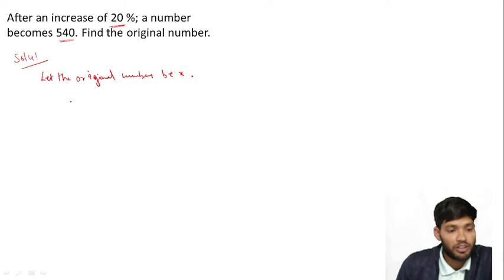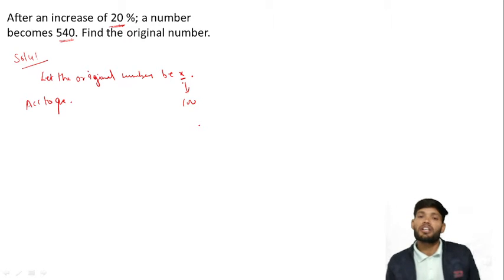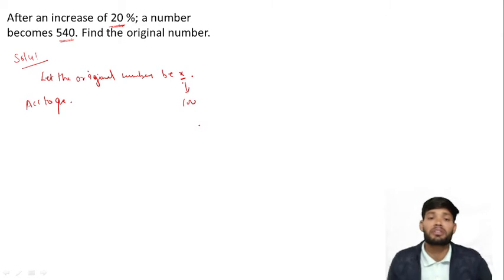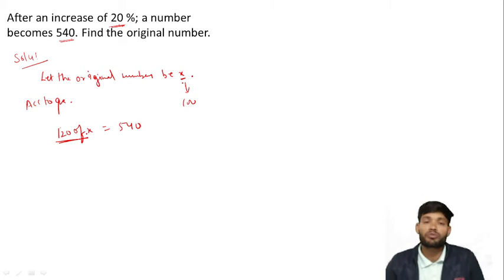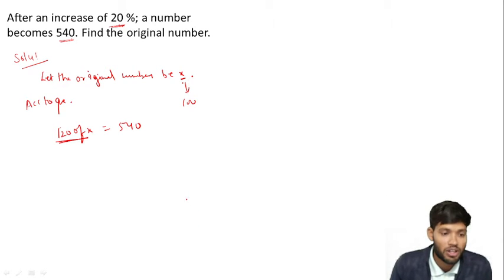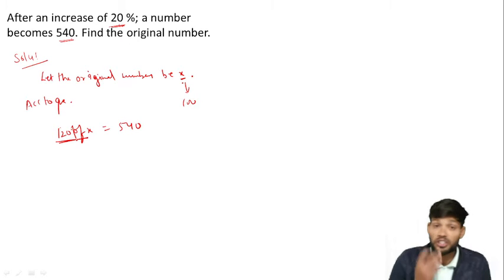Then according to the question, what does it want to say? The number increased by 20% becomes 540. It means the number x is itself 100%, and when we increase 20% in x, then it will become 120% of itself. So according to the question, 120% of x is equal to 540. Is it clear or not how 120% becomes of x? Why are we taking 120% of x?